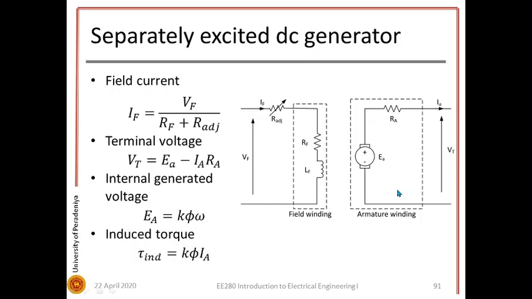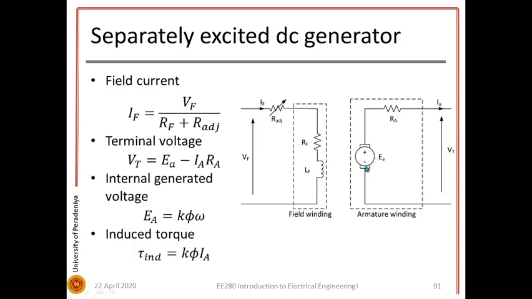Then here you have the armature circuit: the internally generated voltage, the armature winding resistance, and then the terminal voltage. You can see that the armature current is now flowing out of the circuit. The field current can be expressed as IF = VF over (RF + R adjust). The internally generated voltage is EA = K phi omega, so phi can be controlled by controlling IF.